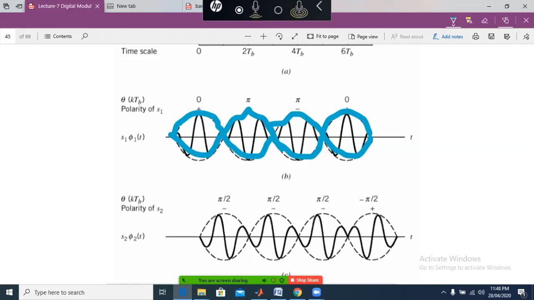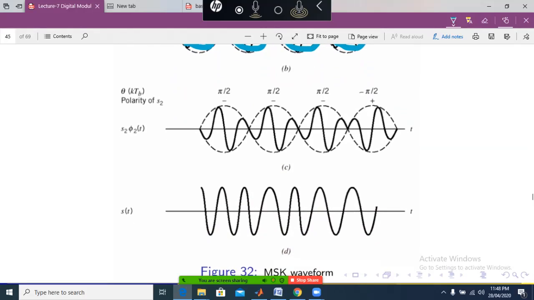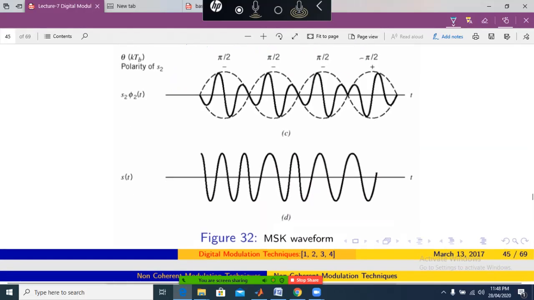So this is the carrier. This is the generated output which you are seeing inside the envelope, and these two waveforms are summed up to generate a waveform which is continuous in phase, which is the MSK waveform.